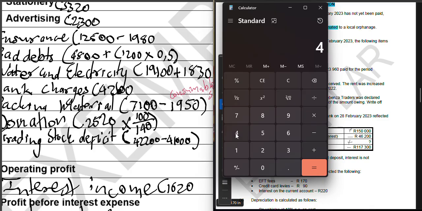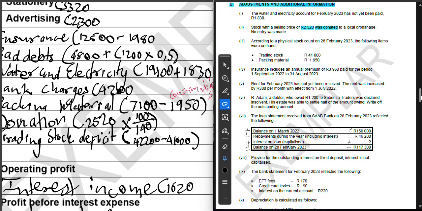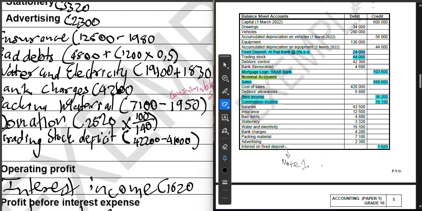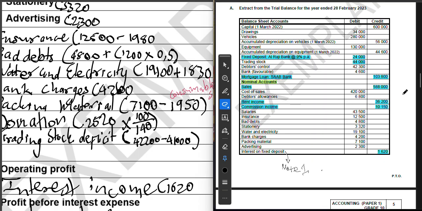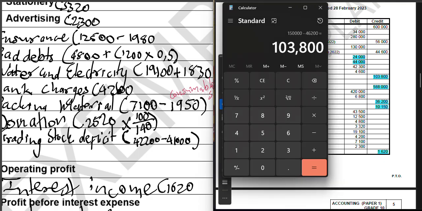So we're going to start with the first one. That's a positive, that's 150,000. Sorry, not 450,000, 150,000. 150,000 less the repayment. How much is the repayment? It is 46,200. Now, please note this 103,800. This is the balance that we have at the end of the financial year. Please look at it. This is the balance without the interest.